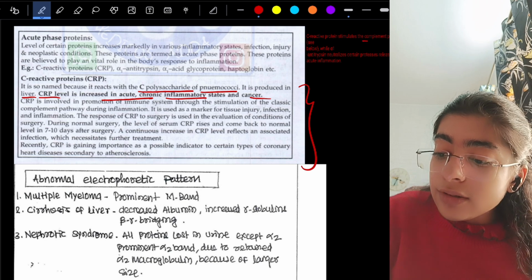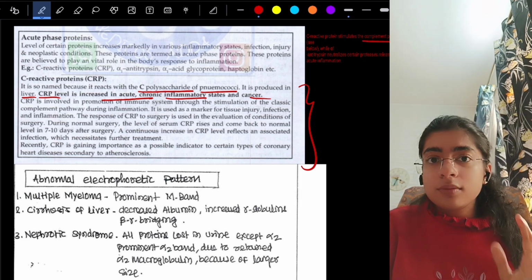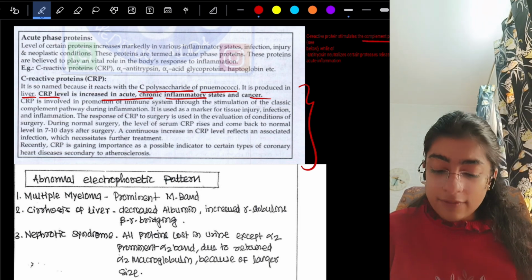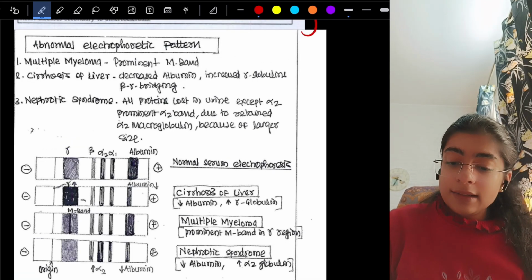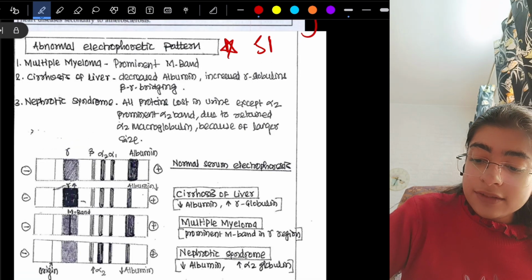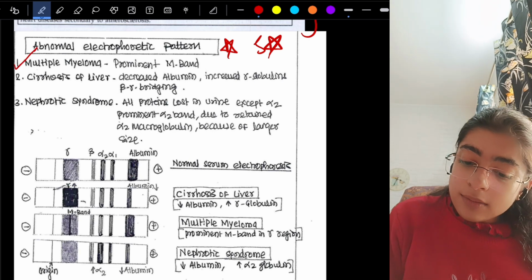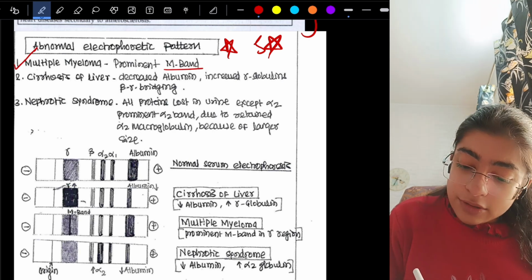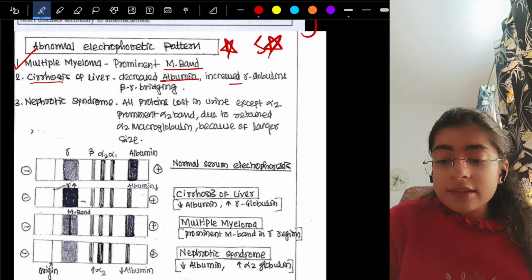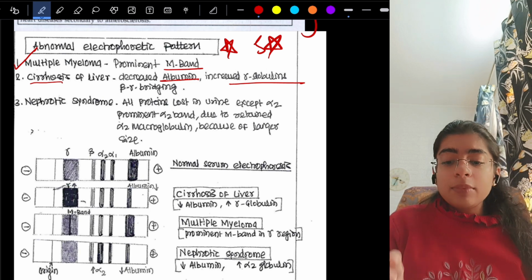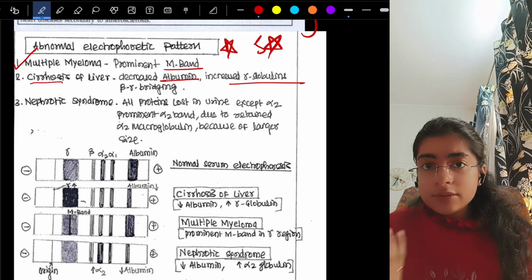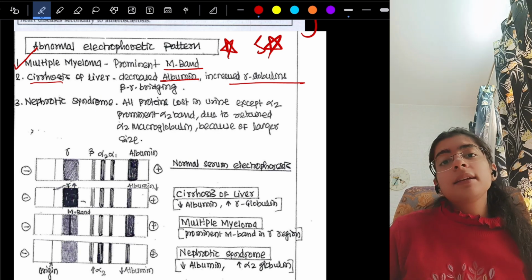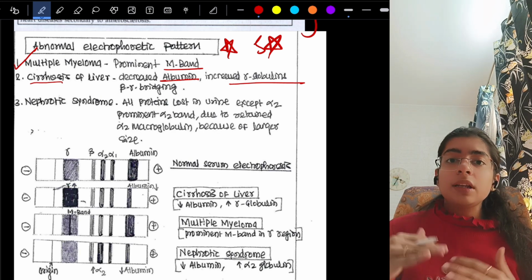C-reactive protein stimulates the complement pathway, so that is why it is related to inflammation. Okay, now abnormal electrophoretic pattern is very important, like a 5-star question. Multiple myeloma, prominent M band is there. Cirrhosis of liver, decreased albumin, increased gamma globulin. Okay, because the liver is not synthesizing albumin, but gamma globulin is being synthesized by the immune system, right? So that will increase to compensate the protein concentration.